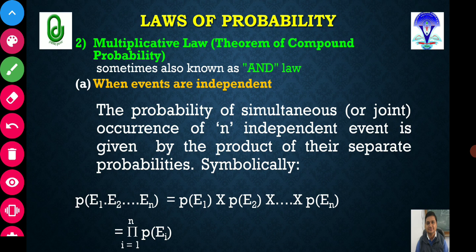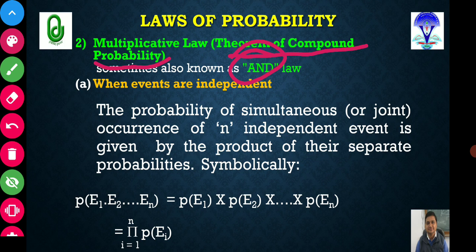Then the second law. The first law was the addition law, which has two conditions: when events are mutually exclusive, and the second one when events are mutually non-exclusive. Now the multiplicative law, which is also known as the theorem of compound probability. And in many of the questions you will get the word "and". We'll see one example, then it will be more clear. That is why sometimes it is known as the AND law.